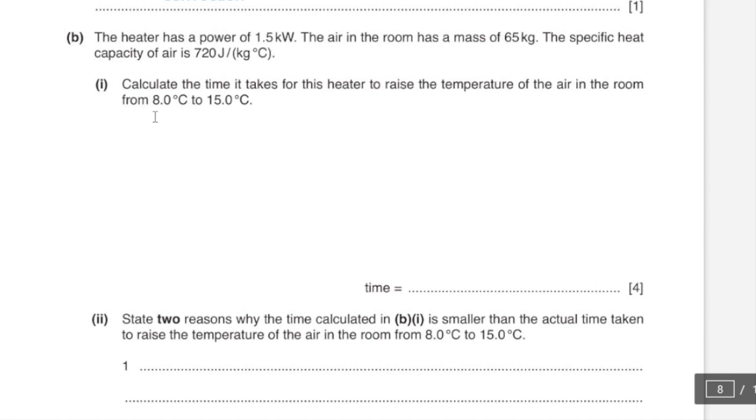B. The heater has a power of 1.5 kilowatts. The air in the room has a mass of 65 kilograms. The specific heat capacity of air is 720 joules per kg degrees Celsius. 1. Calculate the time it takes for this heater to raise the temperature of the air in the room from 8 degrees Celsius to 15 degrees Celsius.